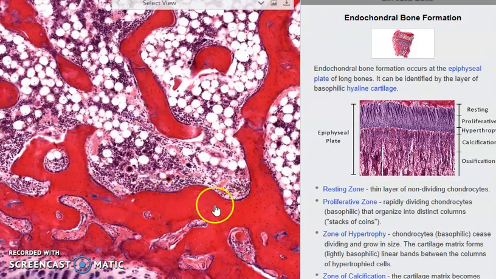These are trabeculae. And you might as well do the growth plate histology while you're here. The growth plate is right below there. So this is a trabecula, this is a trabecula, this is a trabecula. So that is what I want you to label on here.